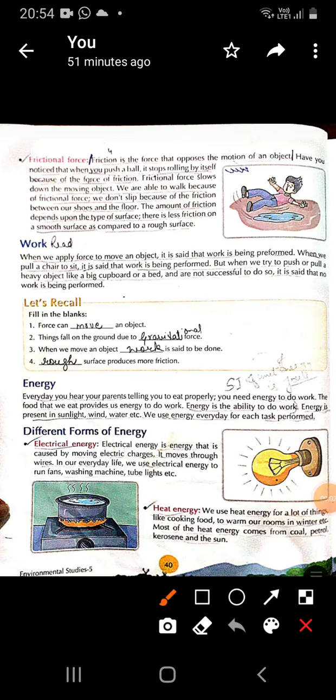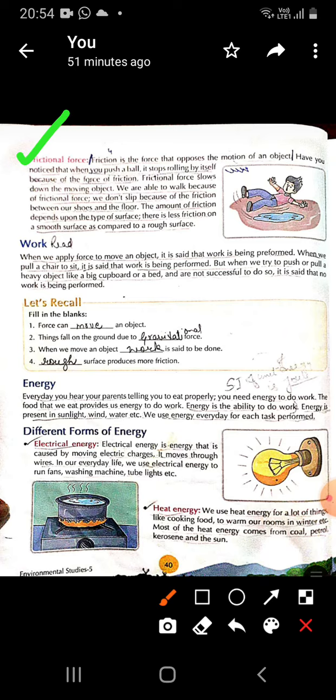So students, as I have discussed with you about muscular force, gravitational force and magnetic force, we have another type of force which is known as frictional force. So what is basically friction? Friction is a force that opposes the motion of an object. For example, if you are rolling a ball, the force that tries to stop that ball at a point is known as the frictional force.